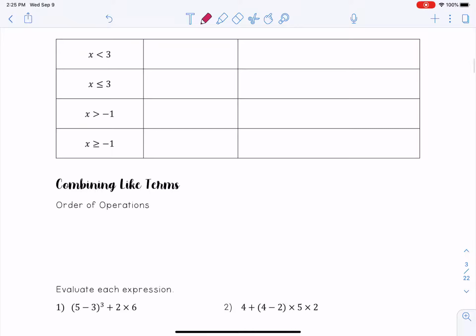Now, this says x is less than 3. So what I'm going to do first is make my number line. I want everything less than 3, so I'm going to use an open circle, and I'm going to shade everything to the left. Now what I like to do is put a negative infinity sign at the end of this arrow and an infinity sign to the right.